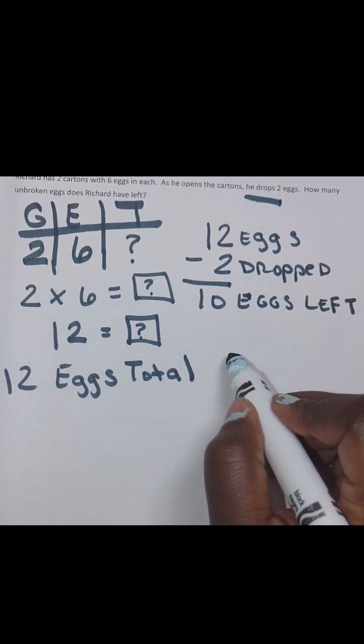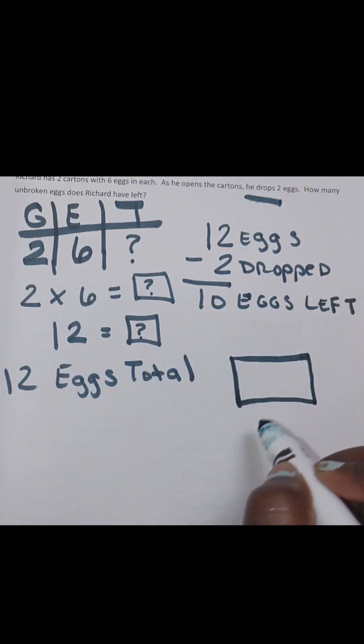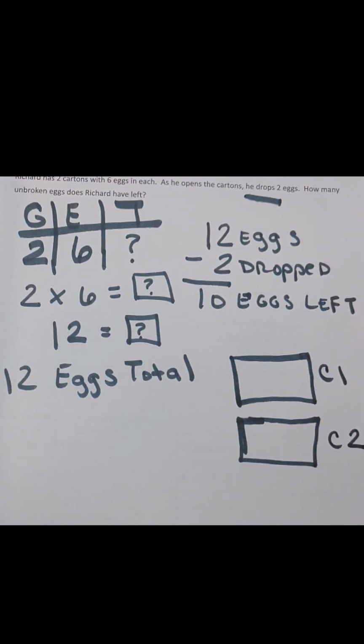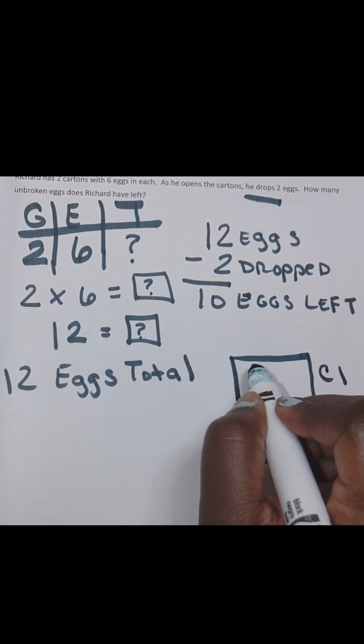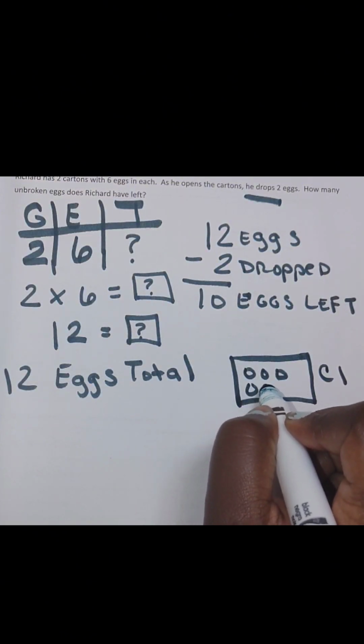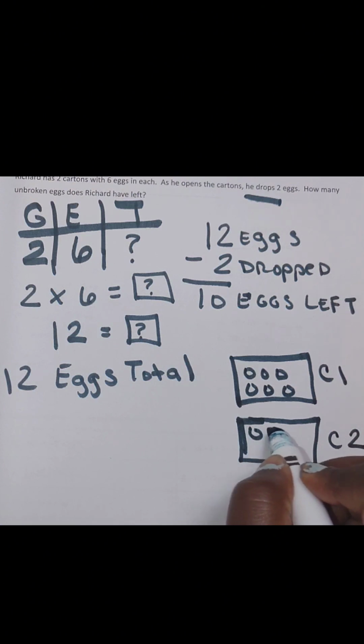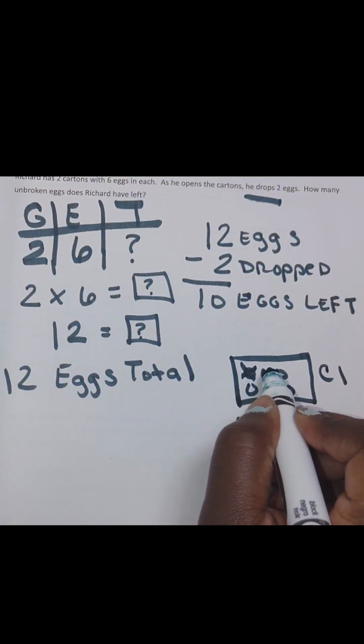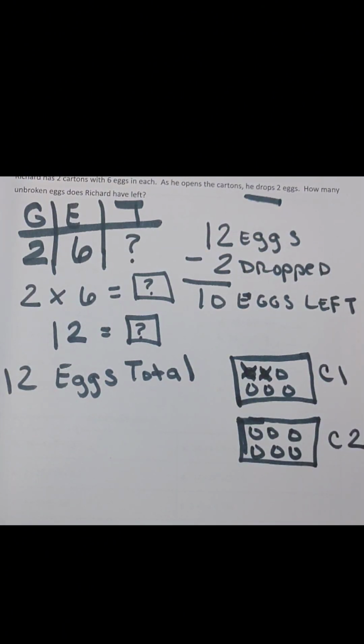So he has 2 cartons. This would be carton number 1, carton number 2. C1 for carton 1, C2 for carton 2. All right. And there are 6 eggs in each carton. As he opened the cartons, he dropped 2 eggs. How many unbroken eggs does Richard have left? 6, 7, 8, 9, 10.